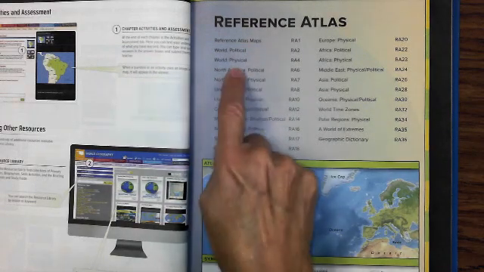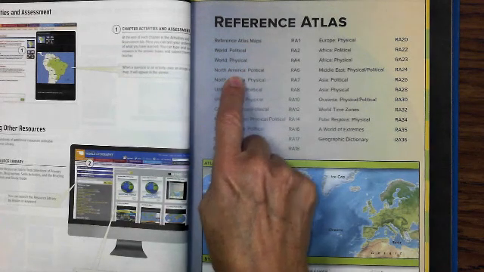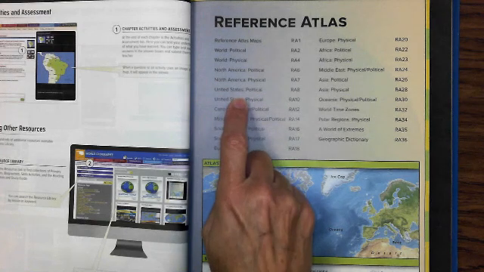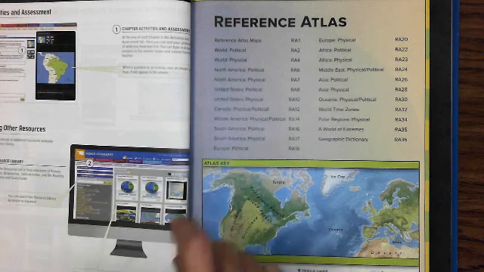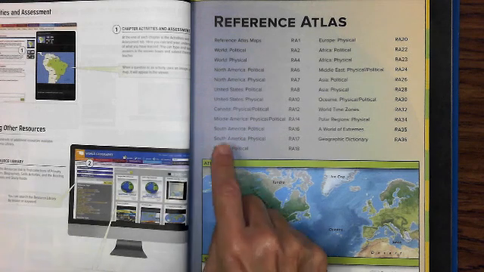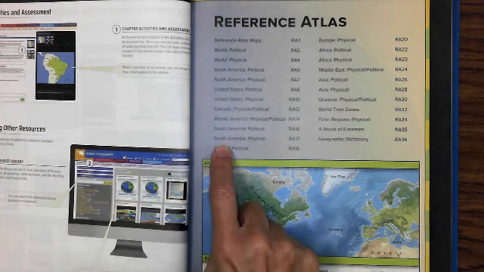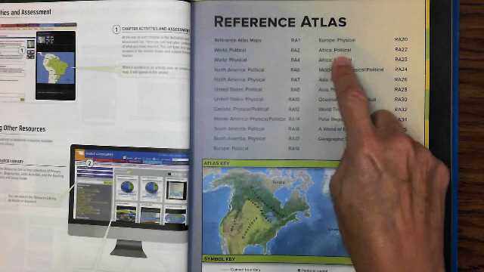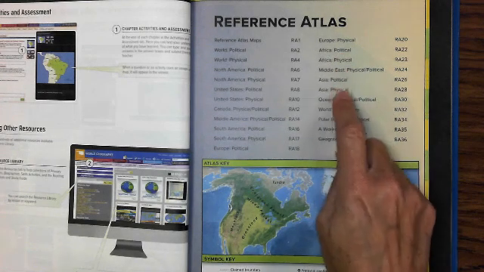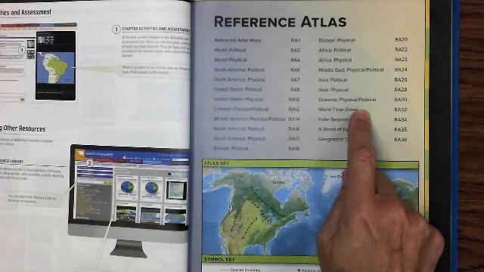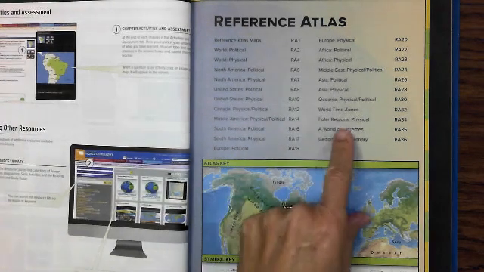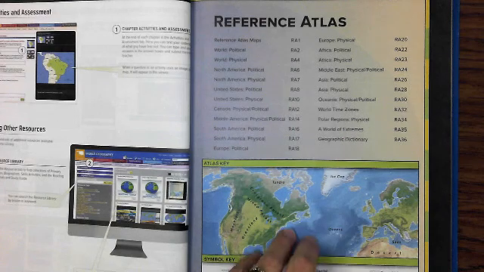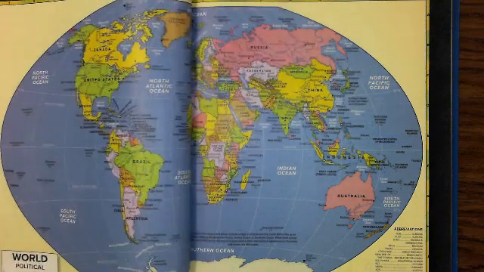So we have the world political, world physical, North America political, North America physical, United States, Canada, Middle America, which is going to be the Caribbean islands, Mexico, Central America. We have South America, then we have Europe, Africa, Middle East, Asia, Oceania, which would be like Australia and all the islands around there. And world time zones, polar regions, world extremes, and a geographic dictionary. All right, so turn the page.